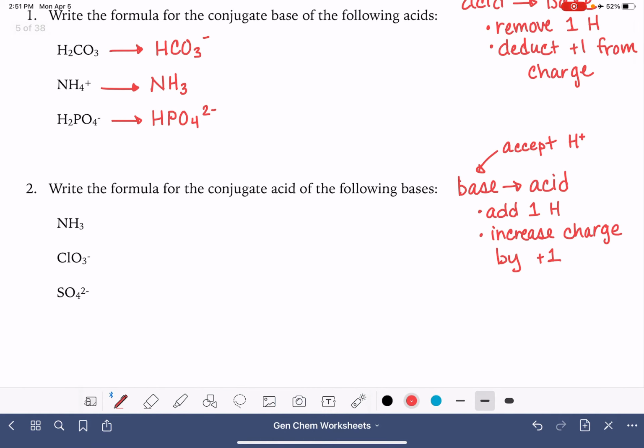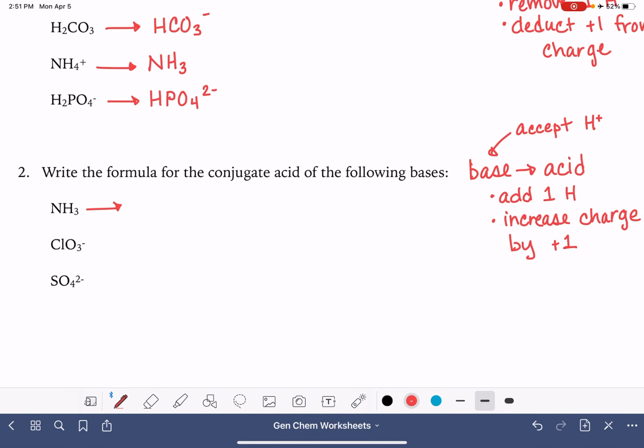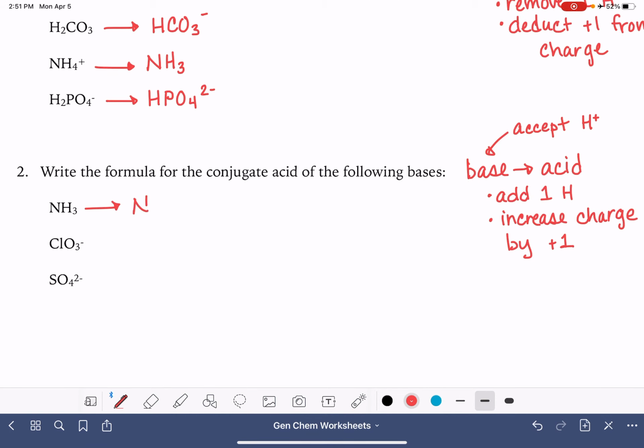So down here, if we are writing the formula of a conjugate acid for NH3, we want to add a hydrogen atom to that formula. So instead of NH3, it's NH4. We also want to increase the charge by +1. We started with no charge, so we want this charge to go up from 0 to +1.